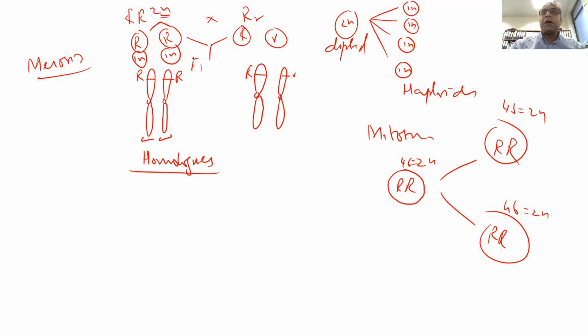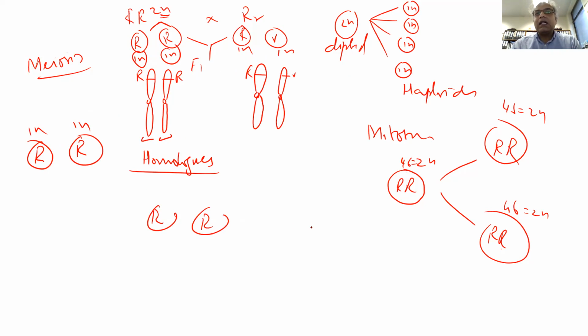As a result of meiosis, we will have capital R going to one pole and the other going to the other pole. So this is one end, this is one end, the haploids. And now this is a random event, whether capital R, and the other parent is capital R, small r. These are basically gametes.